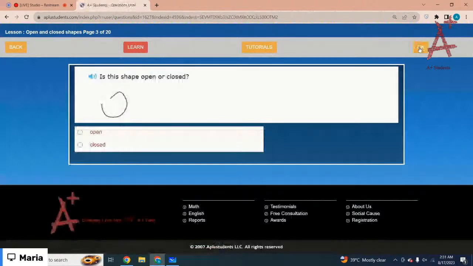Okay, the next one. Is this shape open or closed? If you trace the shape, you start and end at different points, right? That means the shape is open. The correct option is open.